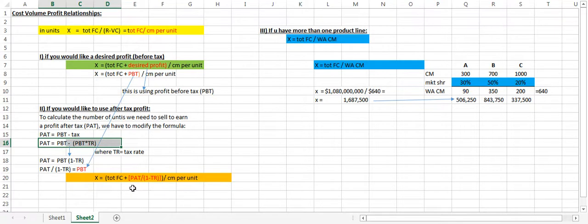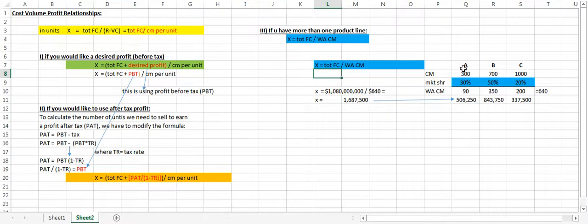of the calculation. And then finally, our third possibility is a scenario in which you have more than one product line. And it's basically the same formula as the original one, total fixed cost divided by contribution margin per unit, except that the contribution margin per unit is weighted. So this WA means weighted average, the weighted average contribution margin of a multiple product setting.